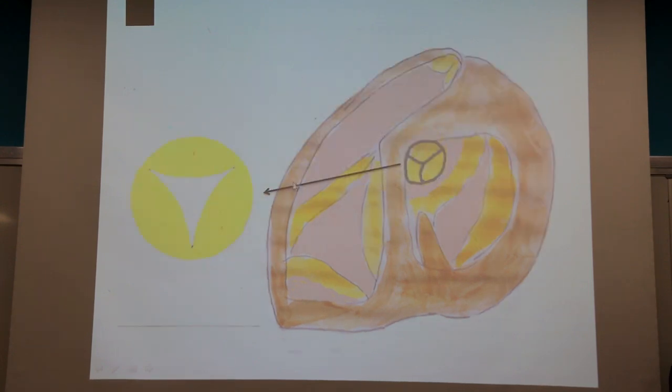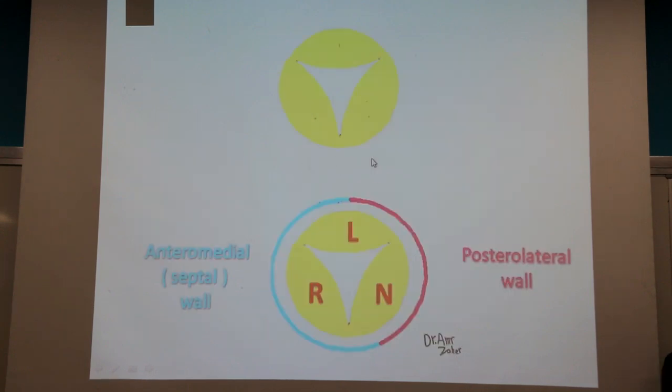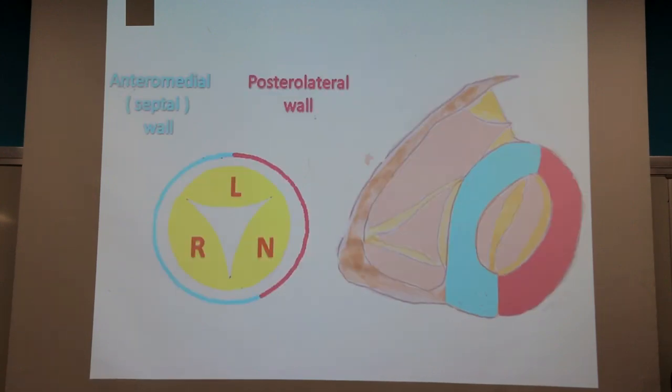Here is the aortic valve. I'm going to take the aortic valve out and see the relations. Here is the left coronary cusp, non-coronary cusp, right coronary cusp. As I can see here, half of the left coronary cusp and most of the non-coronary cusp are related to the free wall or posterolateral wall, while half of the left coronary cusp and all of the right coronary cusp are related to the septum. Here, follow the colors.